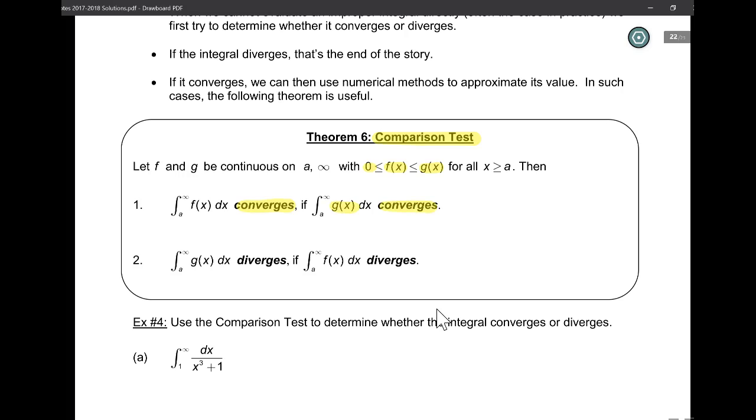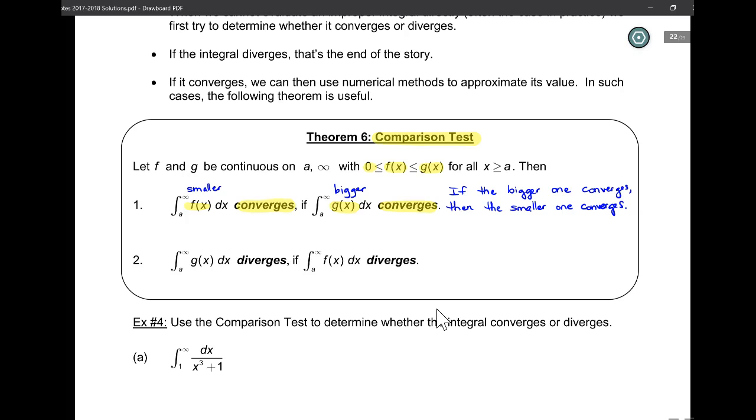This just means, basically, if the bigger one converges, then the smaller one converges. So in this case, f of x is the smaller one, and g of x is the bigger one.